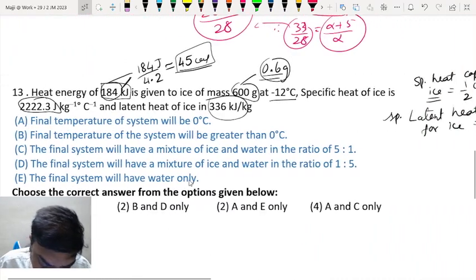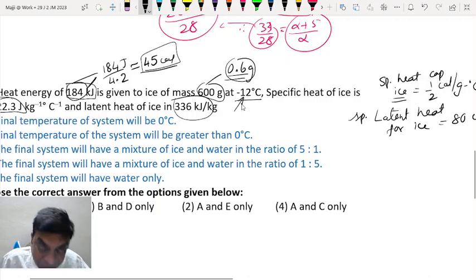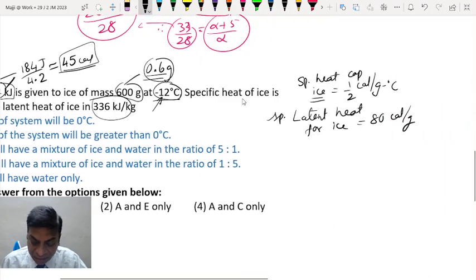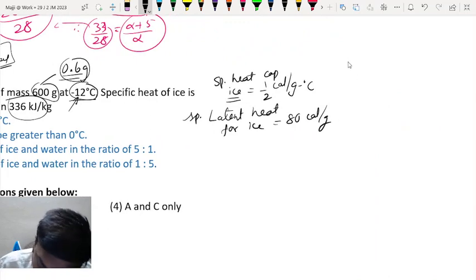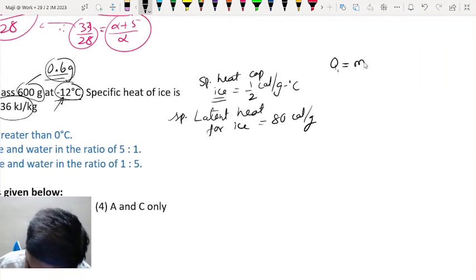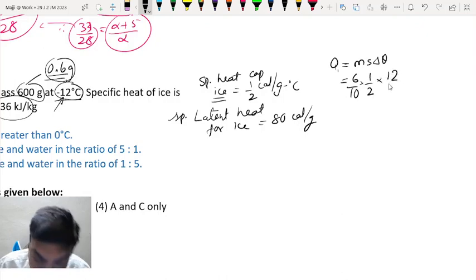Now, since ice is already at a temperature well below its melting point, first of all, ice will gain heat and its temperature will rise from minus 12 to its melting point, that is 0 degrees Celsius. So let us first calculate the amount of heat required to raise its temperature from minus 12 to 0. I'll be using the formula m s delta theta. Mass is 0.6, specific heat capacity is 1 calorie per gram degree Celsius, rise in temperature is 12. So approximately it is 3.6 calories.